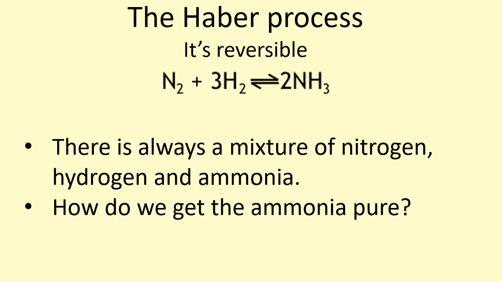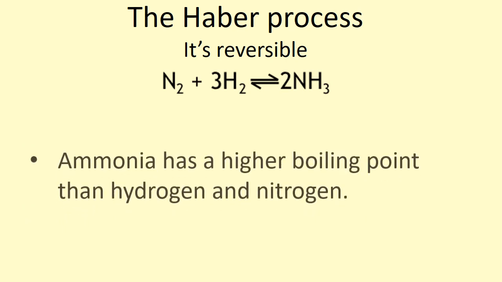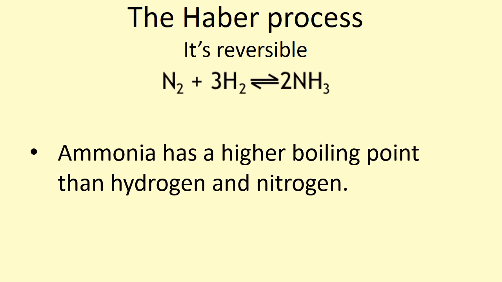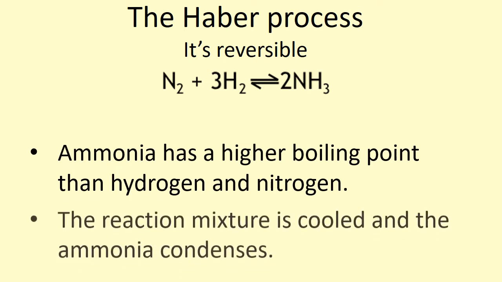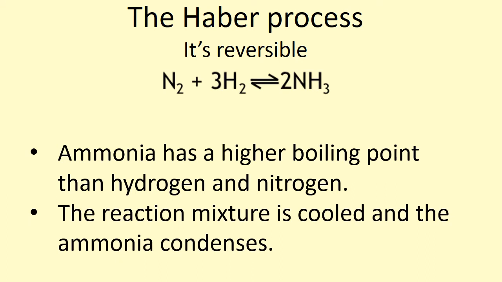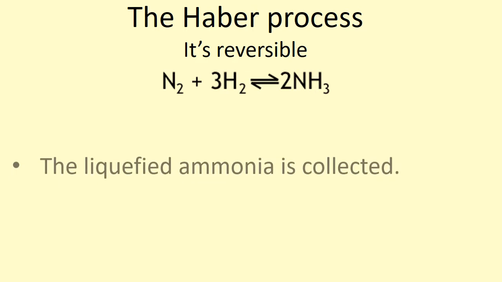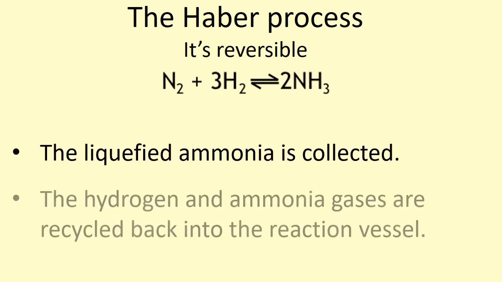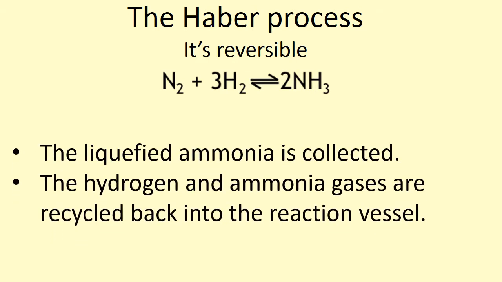So how do we get pure ammonia? Ammonia has a higher boiling point than hydrogen and nitrogen. So the reaction mixture is cooled, and so the ammonia will condense first and can be tapped out. So the ammonia is collected, but the hydrogen and nitrogen gases are recycled back into the reaction vessel. This is an industrial process. It's all about being efficient, minimising waste, and making the most of your resources.